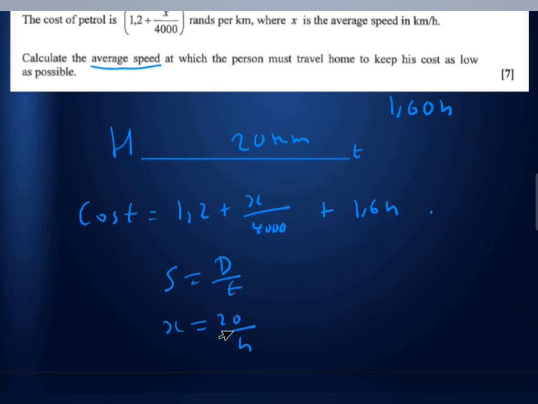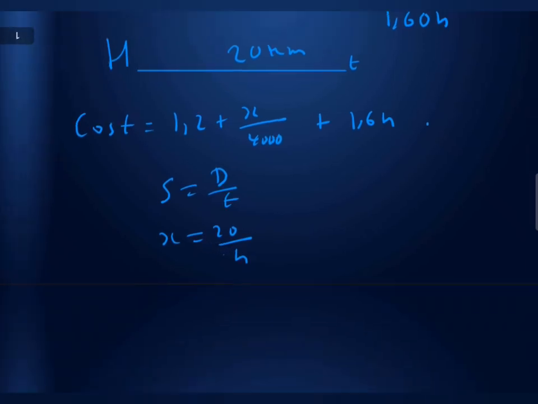But it really doesn't matter. Even if you made the speed the subject of the formula, you'd end up solving for hours, then you would have to come back and solve for speed. But to keep it straightforward, if you want to solve for x first, you have to make h the subject of the formula so that when you substitute it, you just solve for x. So let's make h the subject of the formula.